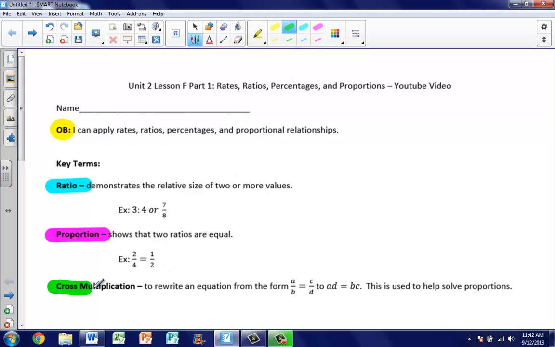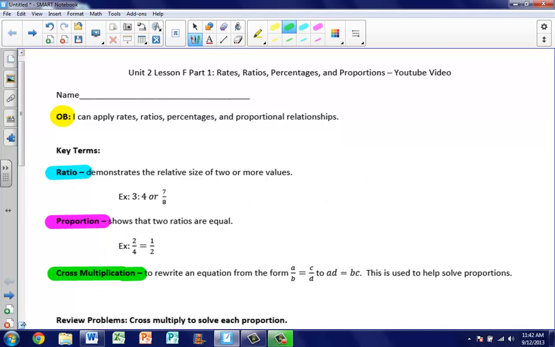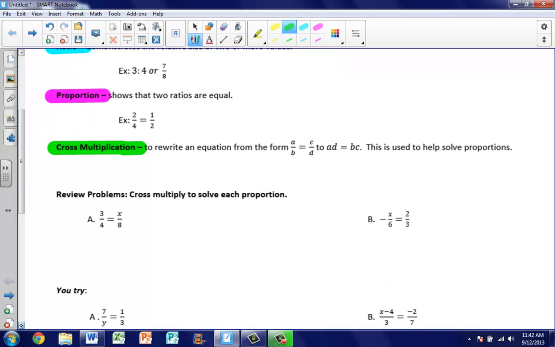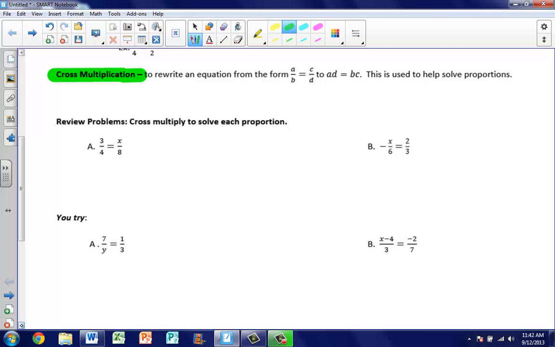Finally, we should have this term down already, but we do want to review it: cross multiplication. Remember, all that is, we're taking an equation in the form a over b equals c over d, and we can multiply across to end up with a times d equal to b times c. This skill is going to be used to help us solve proportions today. So we want to start off with a couple review problems because it may have been a while since you've done some cross multiplication.